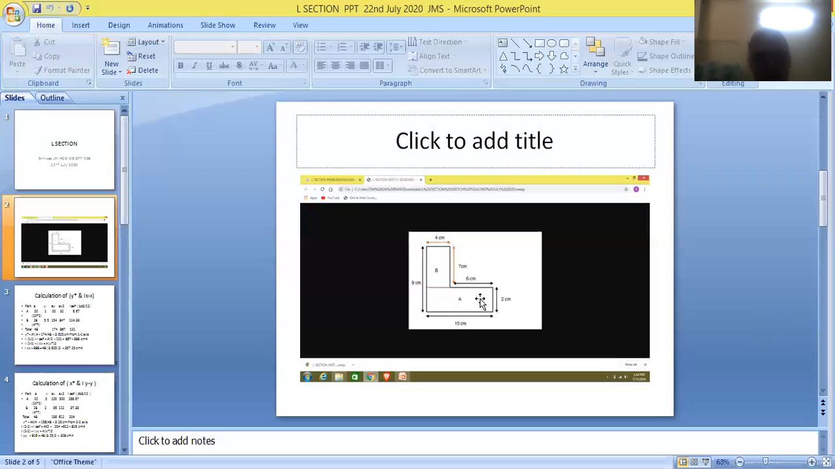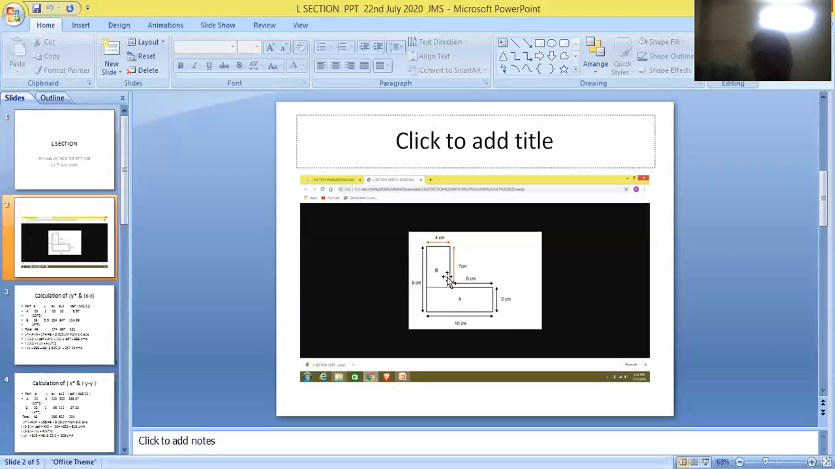So friends, this is the first component, the flange of the section, denoted by capital A. The width of the flange is given as 10 centimeter, and the depth of the flange is given as 2 centimeters. So B1 has to be taken as 10 centimeter, and D1 has to be taken as 2 centimeters for doing the problem and making calculations.